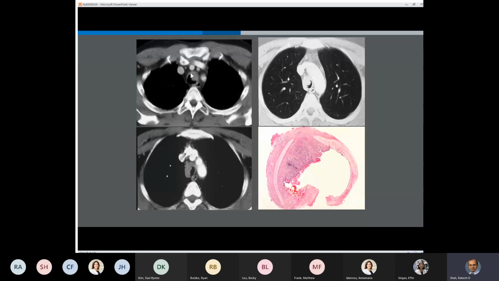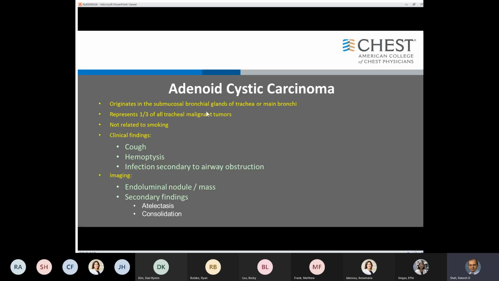Here's another one. They look pretty similar, a large endoluminal process, but then it's the way it grows. So if it's the mucosa, here's a pathologic specimen, they'll tend to protrude in, but if it's a submucosal lesion, it expands the inner layer of the trachea. This is a cartilage, and it will tend to grow circumferentially as well as protrude in. So a couple of examples of adenoid cystic carcinoma.